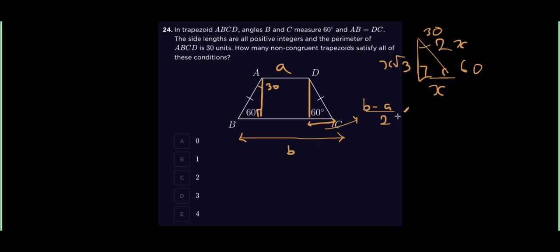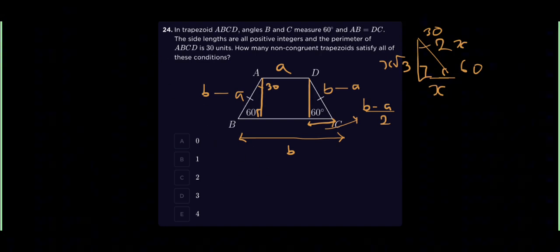So if we know this bit is (b minus a) over 2, then this bit is (b minus a) over 2 times 2, which is just equal to b minus a. And if this side is b minus a, this side must also be b minus a. So now we get this really cool thing where a plus b minus a plus b minus a is equal to 30.